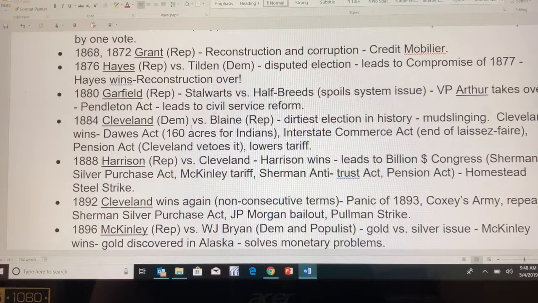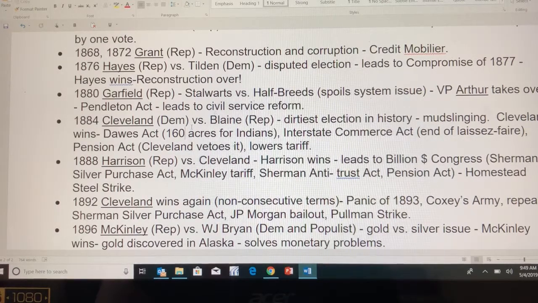and they lower the tariff. This will lead to the Harrison election, where he's dealing with the $1 billion Congress, and they passed the Sherman Silver Purchase Act, which is going to cause chaos in our next panic because we have too much silver creating too much money. The McKinley tariff, which is a high tariff. The Sherman Antitrust Act is passed, which is supposed to regulate business, and the Pension Act is passed, which is giving pensions to veterans.